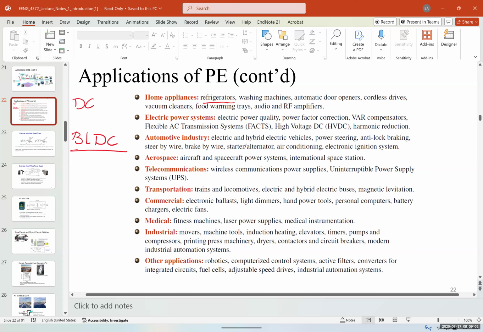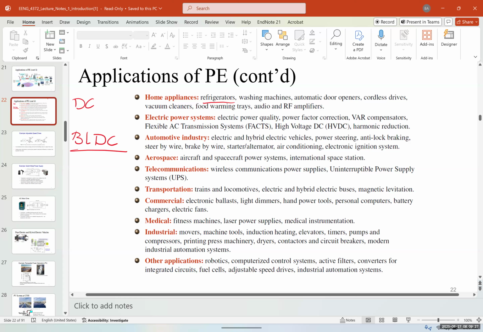Another application is in aerospace: aircraft and spacecraft power systems, the International Space Station. Again, fly-by-wire, what they call it. All the controls are now electronic. Older generation airplanes used hydraulic systems. Now they use fly-by-wire. And electronics and power electronics are a big part of that.